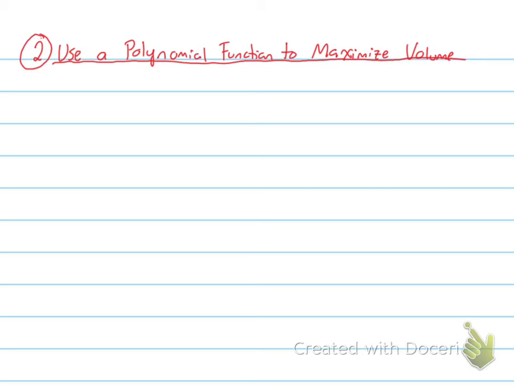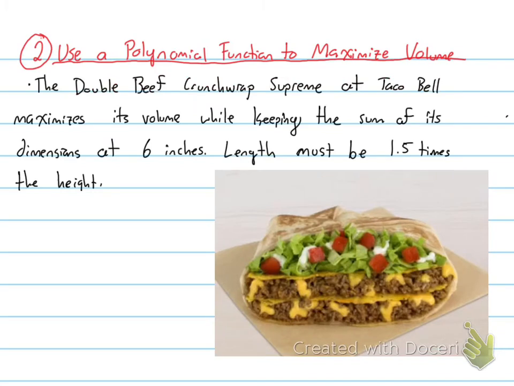So that's where a cubic function would matter. So we're going to look at one example here, and then that'll be it for today. The double Crunchwrap Supreme at Taco Bell maximizes its volume while keeping the sum of its dimensions at 6 inches. Also, the length must be 1.5 times the height. Using that information, I want to figure out what each dimension should be if I want to maximize the volume of that double beef Crunchwrap.